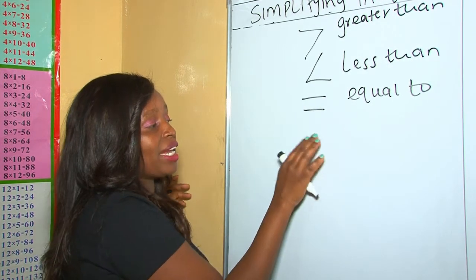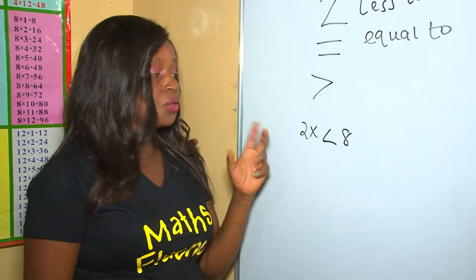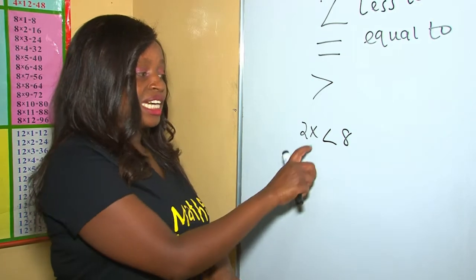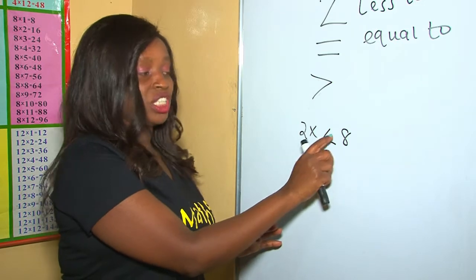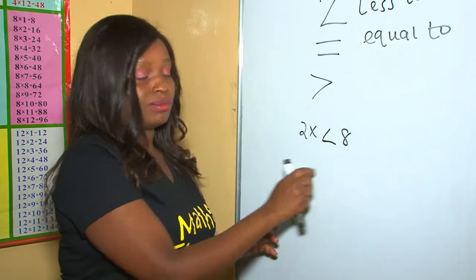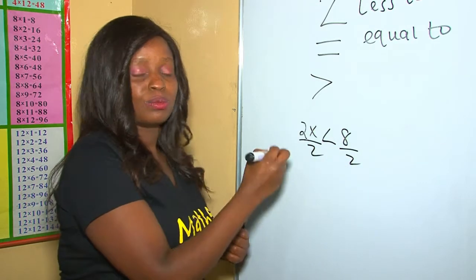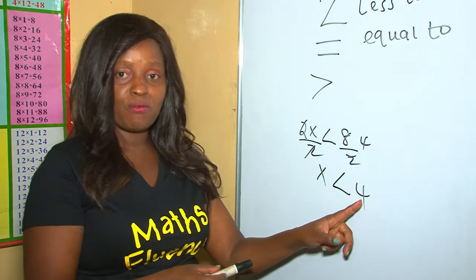Now let's start working out our first example. In order to work out this question, you need first of all to simplify. That is, to get the exact value of x. Work out the value of x, not changing the sign here. To remain with x, we divide both sides by 2. And our answer will be x is less than 4.